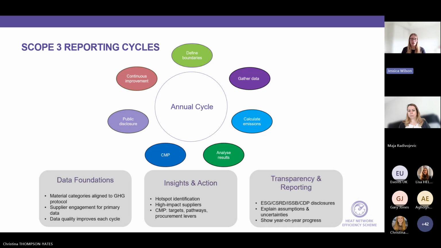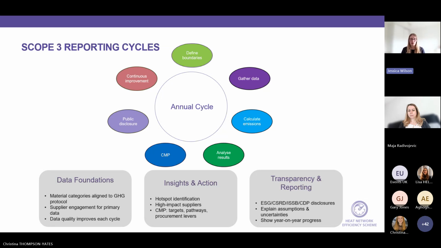It can become complicated when assets are owned by a company but then operated by another, or also if heat is purchased via different arrangements. And this is when you start to look at operational control versus equity share versus how contracts are set up. And that's how you define emissions into those different categories. I think Lisa is going to go into this a little bit deeper later on, specifically for heat networks.